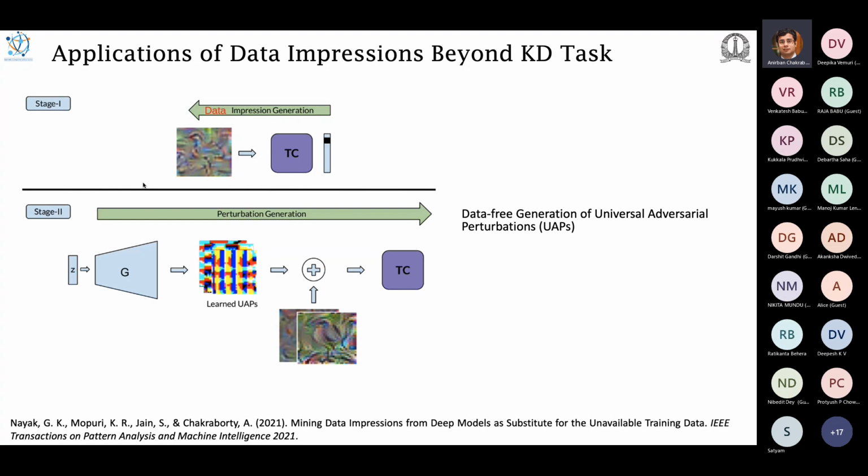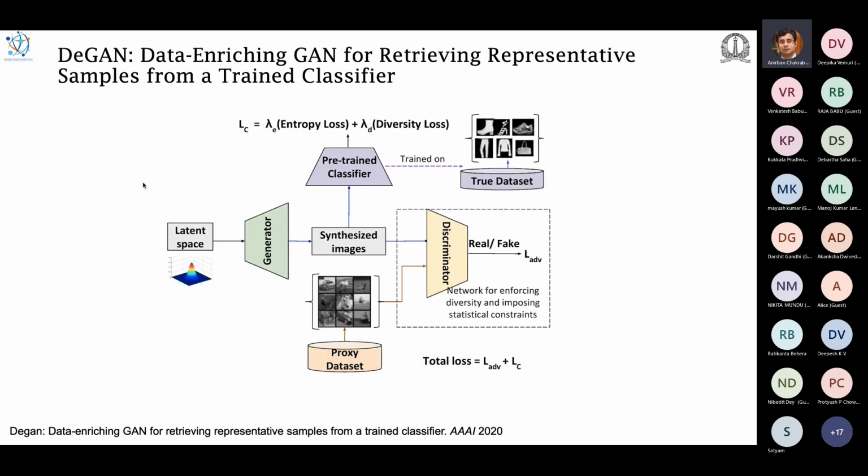Professor Babu has spoken to you about adversarial attacks and adversarial perturbations, right? And universal adversarial perturbations, which are data-agnostic, image-agnostic perturbations that you can generate. We have shown that we can also generate such UAPs or adversarial attacks without having any information of the original source images, but just assuming access to the source trained model.